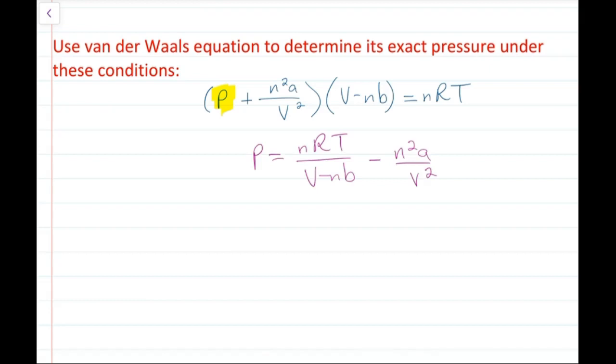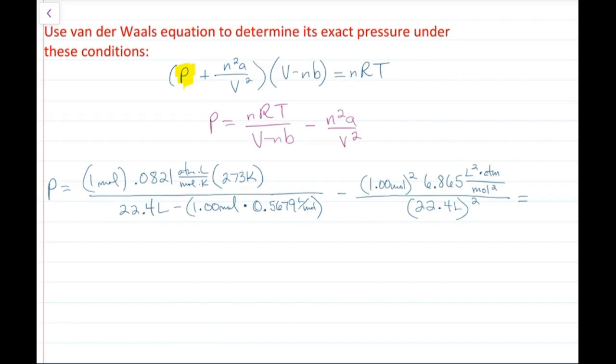Okay, so hopefully you said something like this. Essentially, if I'm trying to get P by itself, I would divide both sides by V minus nb. So that's what I did here. And then subtract n squared a over V squared from both sides, and that's how I got that. So now it's just a matter of plugging in to the equation.